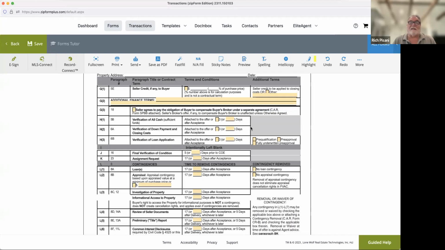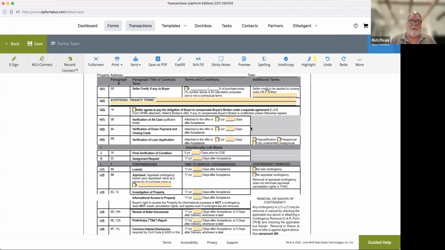So that's that. Assignment request. It's defaulting to 17 days after acceptance. This agreement can be assigned without approval from the seller. After that, the seller doesn't have to approve it, can approve it, but they can't object to it within those 17 days. Okay, so loan contingencies, as I've said, default to 17 days, or there is no loan contingency. Appraisal contingency, it defaults to 17 days, or there is no appraisal contingency.